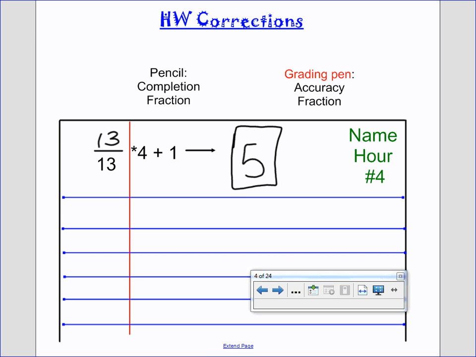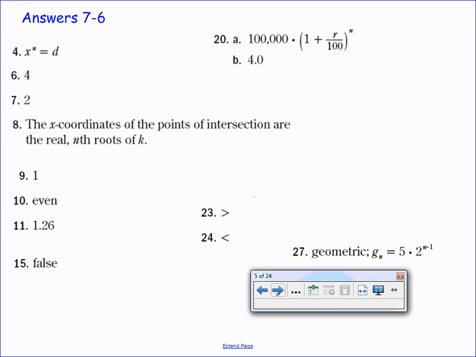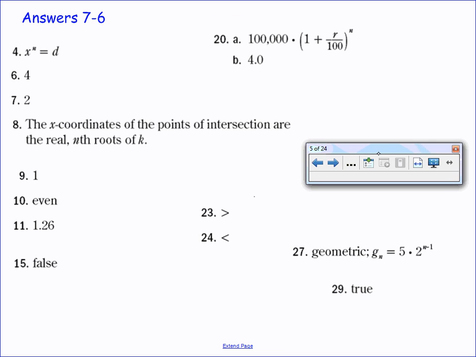What questions do you have about your Infinite Campus score today? Great, and pencils down, please, ladies and gentlemen. And now let's go ahead and check for accuracy using our grading pens.